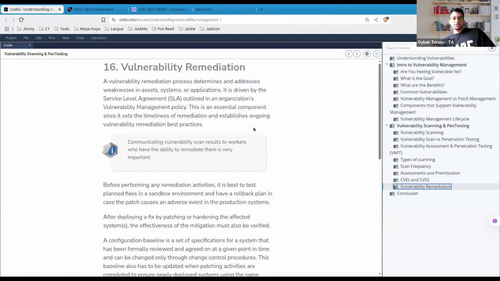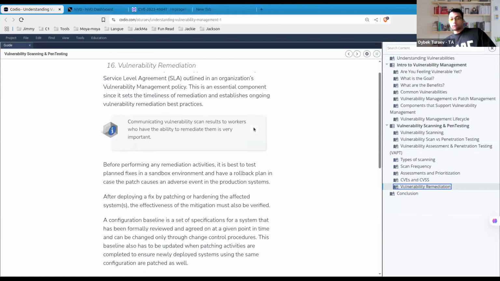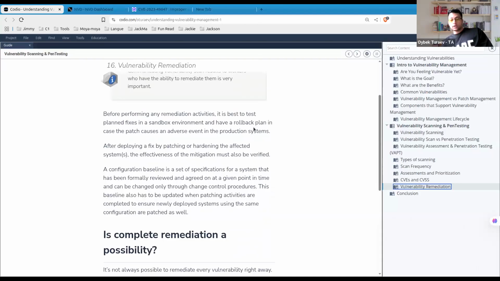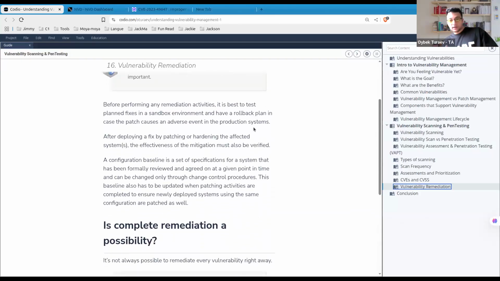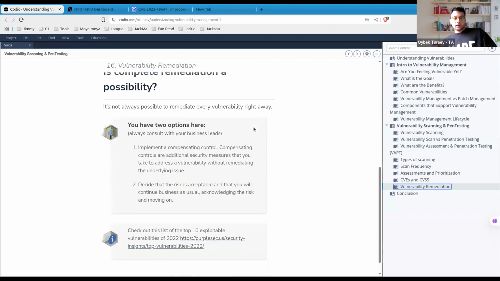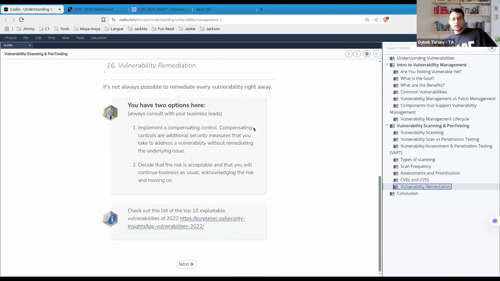The vulnerability remediation process determines and addresses weaknesses. Okay, the remediation process: how it's going to work, and what is the way we're going to do the remediation. We identify the vulnerability, we assess it, we prioritize it, and then now it's time for remediation. Remediation is going to be by patch management, fixing the vulnerabilities, and we're going to have here, as you see, two options for remediation. Most of the time, it cannot be possible to implement all security solutions for each vulnerability.